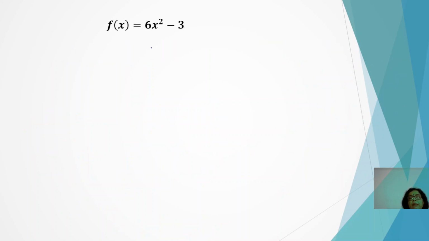Let's take another example. Fx is equal to 6x squared minus 3. So we need to find the zeros of this quadratic. Here a is 6, b is 0 and c is equal to minus 3. So let's find the zeros.